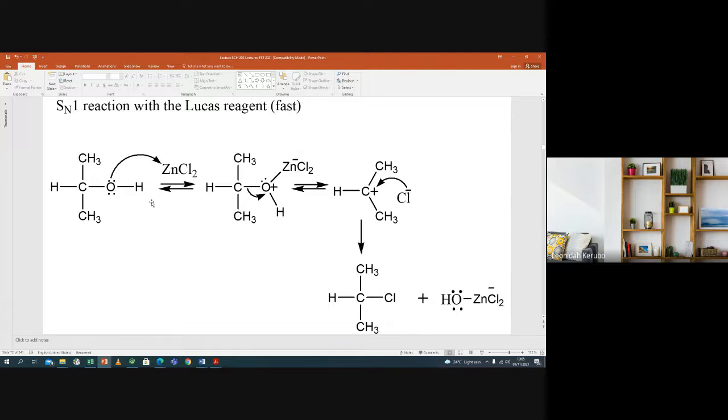That's number one. Number two, when the oxygen coordinates with zinc chloride, it also makes this electrophilic carbon more electrophilic. The electrophilicity of this carbon, which is bonded to the oxygen, will be improved with the coordination with zinc chloride so that it can easily react with any nucleophile. So those are the two consequences of coordination of the OH with zinc chloride. It makes this bond even more polar.